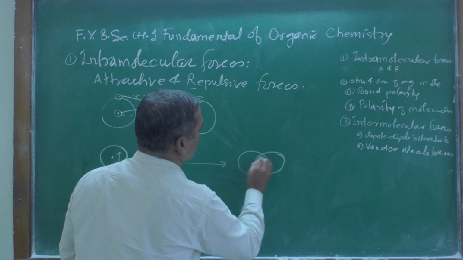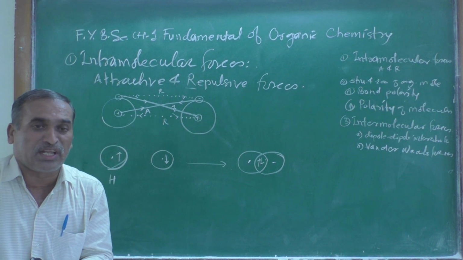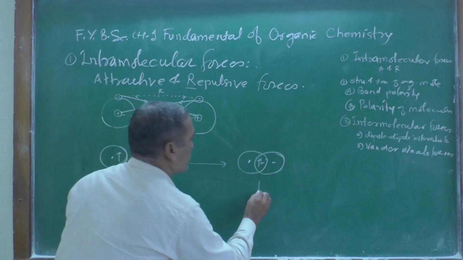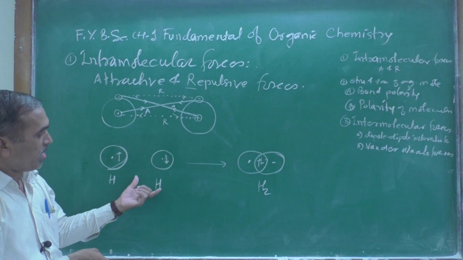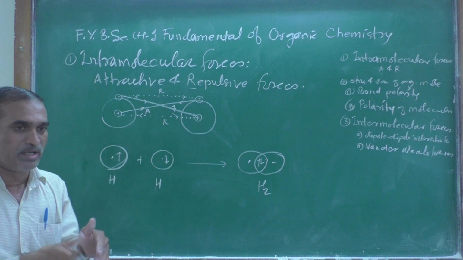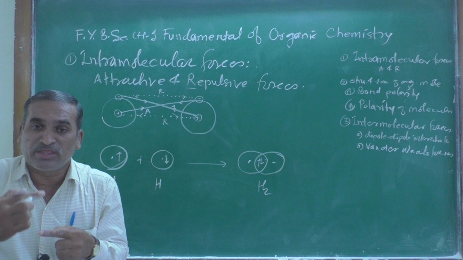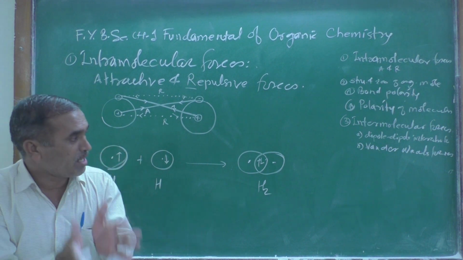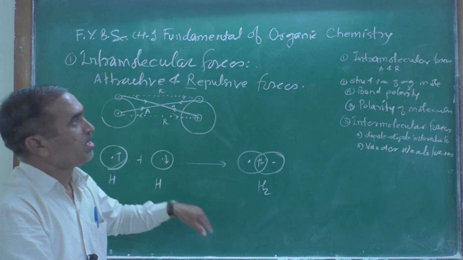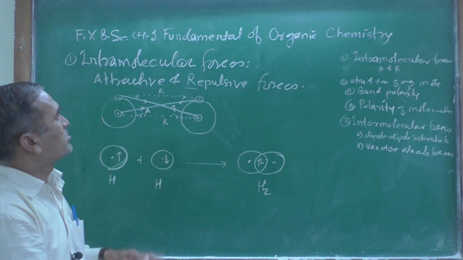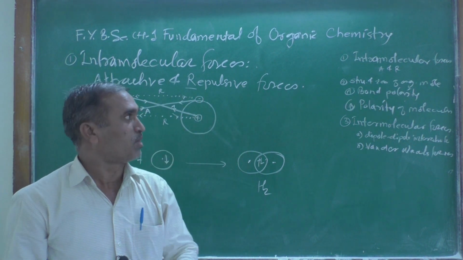Now there are opposite spins, and when the opposite spins combine they release some energy. This is how an H2 molecule is formed. This is hydrogen atom 1, another hydrogen atom, they combine together, and when the bonding takes place with opposite spin, the energy is released and the bond is formed. That type of thing is called attractive and repulsive forces. Understood? This is the intramolecular forces.